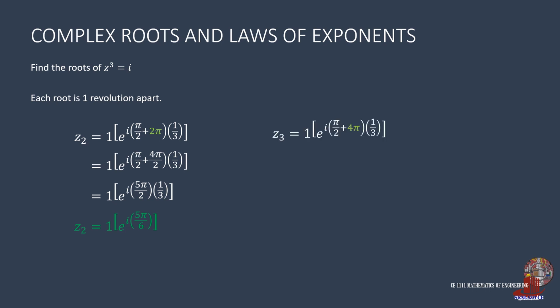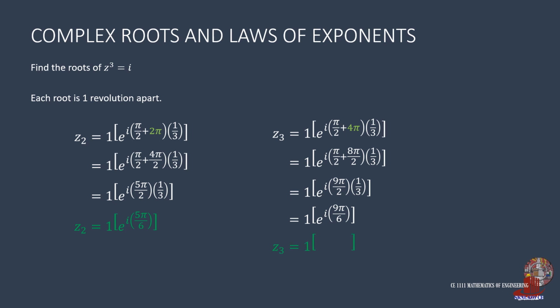The last root has 2 revolutions or 4 pi added. 4 pi is 8 pi over 2, added to pi over 2, making z3 as 1e raised to i times 9 pi over 2 multiplied by 1/3. Multiply the exponents and get 1e raised to i times 9 pi over 6, which is reduced to z3, that is 1e raised to i times 3 pi over 2.